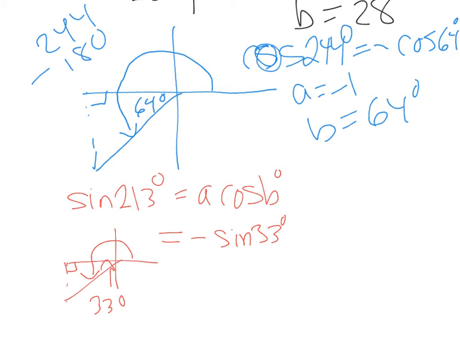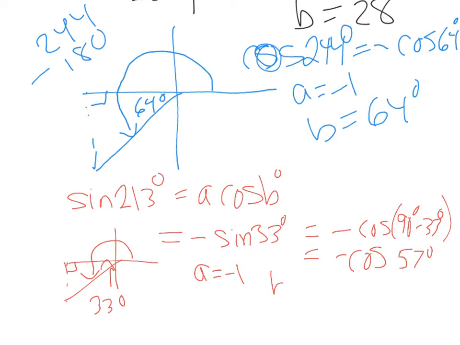Well, now how can I write cosine instead of writing sine? That's where the identities come in. Because remember, and we're just going to keep the negative 1 in front, sine of 33 is the same as cosine of 90 minus 33. So this will be equal to negative cosine of 90 minus 33, which is going to be 57. So there you have it. In this case, A was negative 1 and B was 57. So again, the more we do these problems, the more we get familiar with those new trig identities.